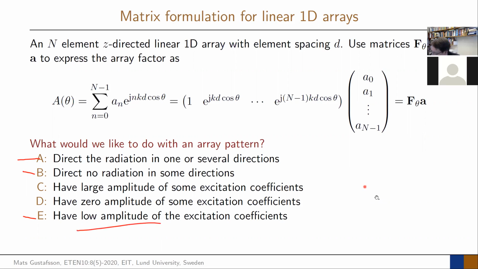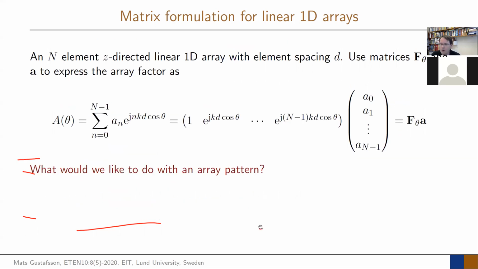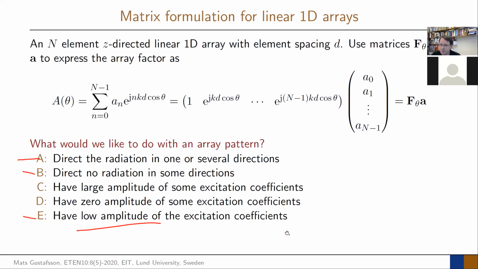You would like to have as low amplitude as possible on the excitation coefficient, because that is the power that your amplifier drive to your antennas. And you typically want to have it as low as possible, but still send as much radiation as you can. Keep it equal between them and low amplitudes. So typically the same power to all elements is the best that you can do in this case. So these are the typical ones that you would like to have in these cases.